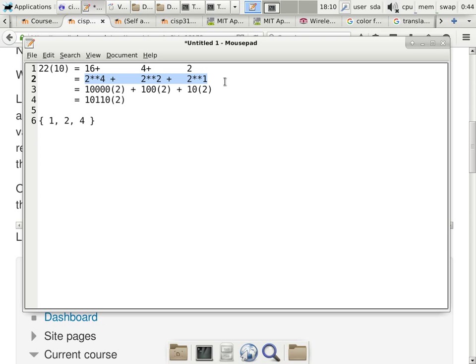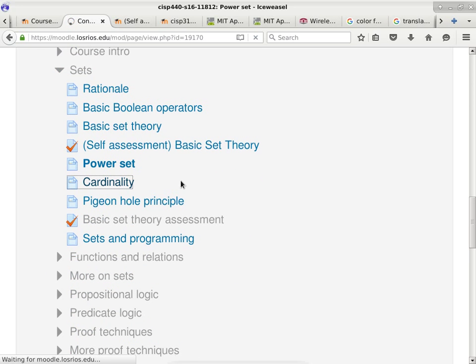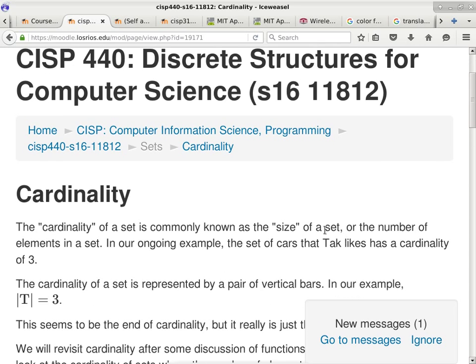Okay. Any other questions? No other questions? Okay. If there are no other questions, we are moving on to cardinality, which is, oh, somebody just sent me a message.